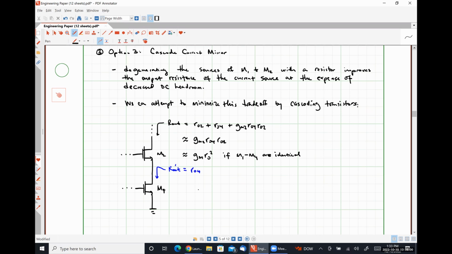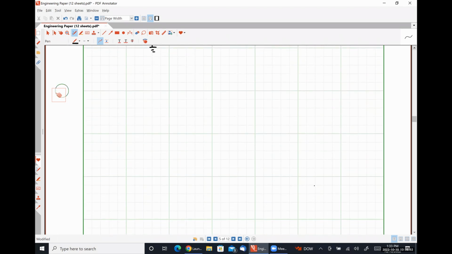For this to work, M4 must be in saturation, meaning VDS4 has to be greater than VGS4 minus VTH. So now let's look at what this does to the DC operation of our device. And I think this will be a good stopping point for today.